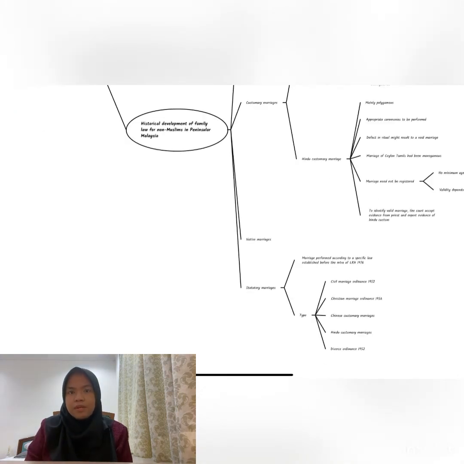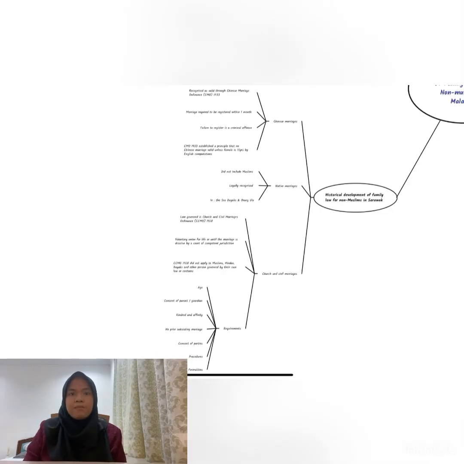The third type of marriage is native marriage and the fourth one is statutory marriage. Under statutory marriage, the marriage must be performed according to a specific law established before the introduction of Law Reform Act 1976. The second part of historical development is the historical development of family law for non-Muslim in Sarawak.